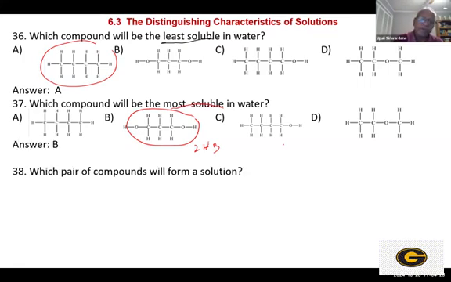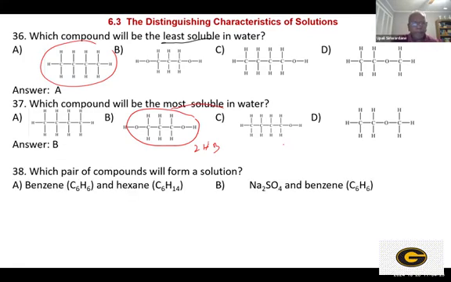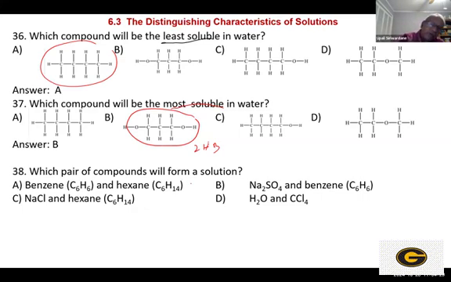Which pair of compounds will form a solution? This will form a solution, like dissolves like. Benzene is non-polar. Hexane is non-polar. Sodium chloride is ionic. This is hydrocarbon, non-polar. This will not form a solution. They are not like each other.